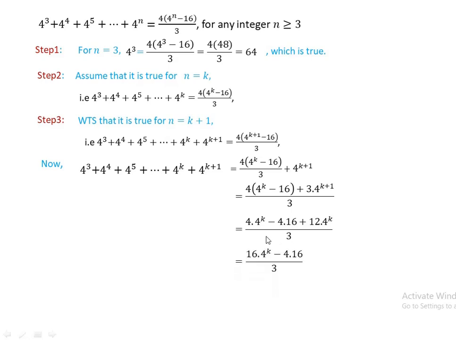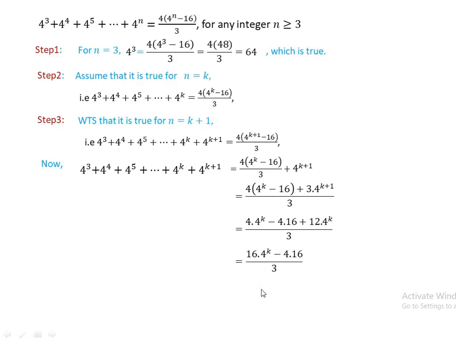Now here we have 4 times 4 to the power of k, and here we have plus 12 times 4 to the power of k. Therefore 4 times 4 to the power of k plus 12 times 4 to the power of k is 16 times 4 to the power of k, minus here 4 times 16. Therefore this is 16 times 4 to the power of k minus 4 times 16, all over 3.